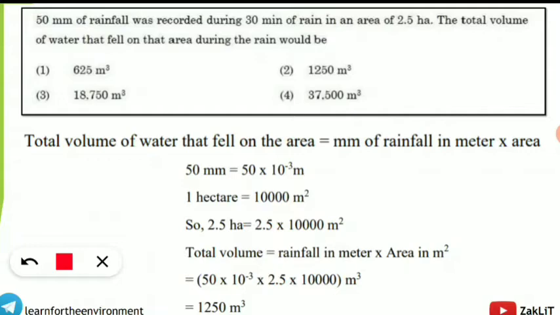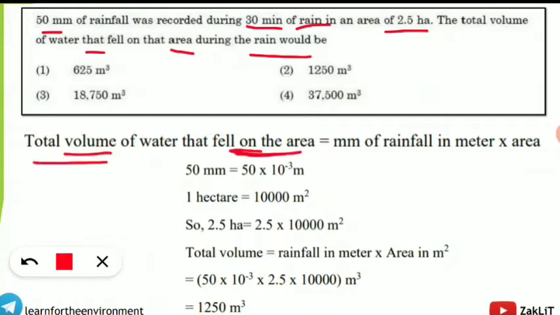The question asks that 50 mm, that is 50 millimeter, of rainfall was recorded during 30 minutes of rain in an area of 2.5 hectare. The total volume of water that fell on that area during the rain would be how many meter cube? That means the volume of water that fell on that area. This question has come in a previous UGC NET environmental science paper. So let's see how to solve it.